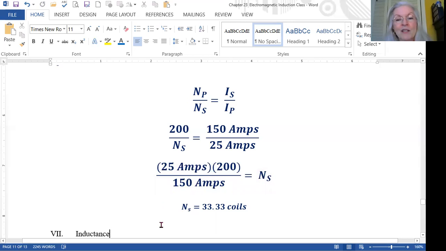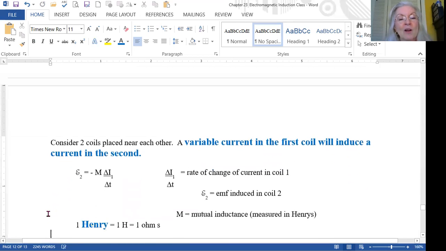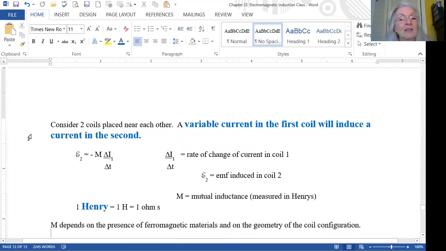All right, moving along. Inductance. We want to talk about mutual and self-inductance. So we'll start out with mutual inductance. If you have two coils and they're placed near each other, a variable current in the first coil is going to induce a current in the second. We've already talked about this. We just didn't call it inductance.